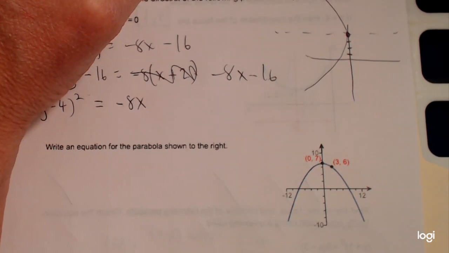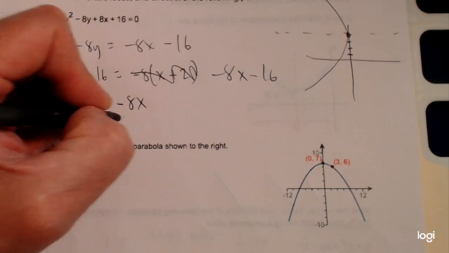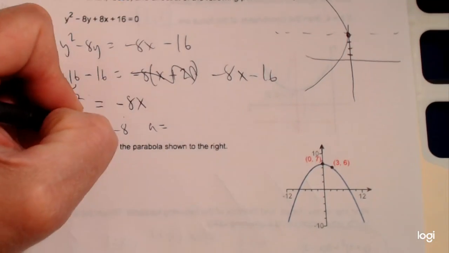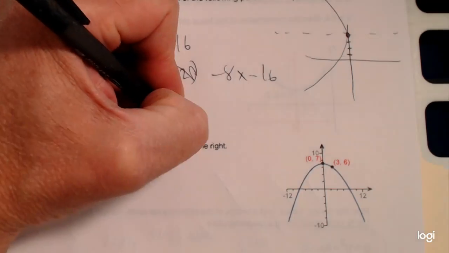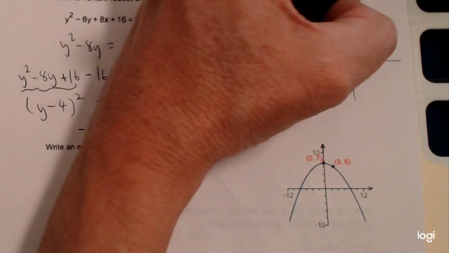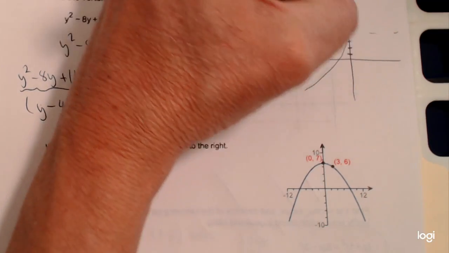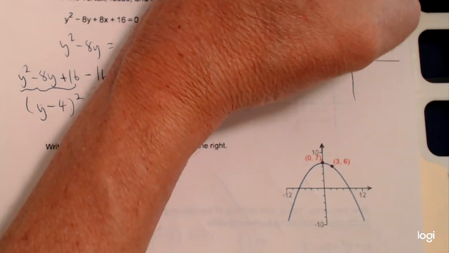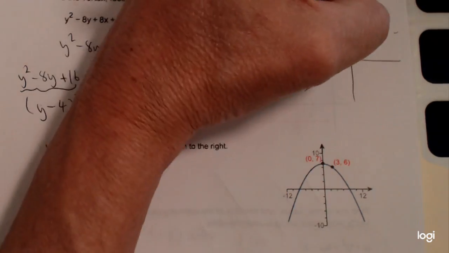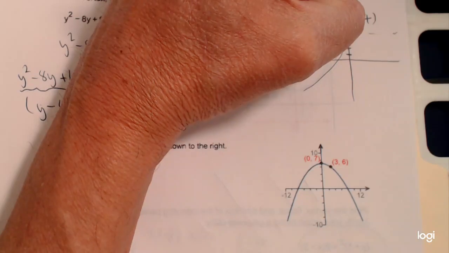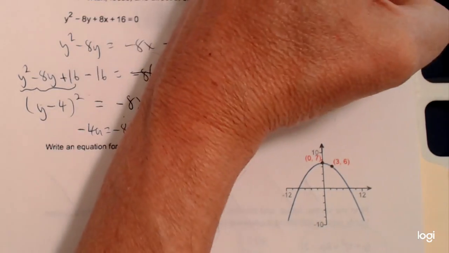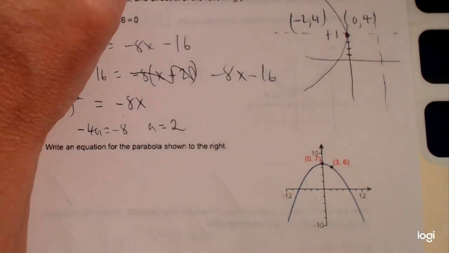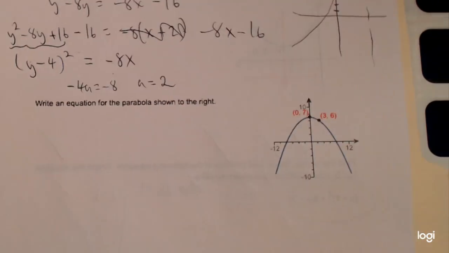The focus is a. Now we don't know what a is yet, but we do know that 4a equals negative 8. So negative 4a equals negative 8, so a equals 2. So we'll go back 2 from the 0, 4. That's going to give me negative 2, 4. And then the directrix is going to be over here, x equals 2. So we've got the vertex, the focus, the directrix, and we've graphed it. Done.